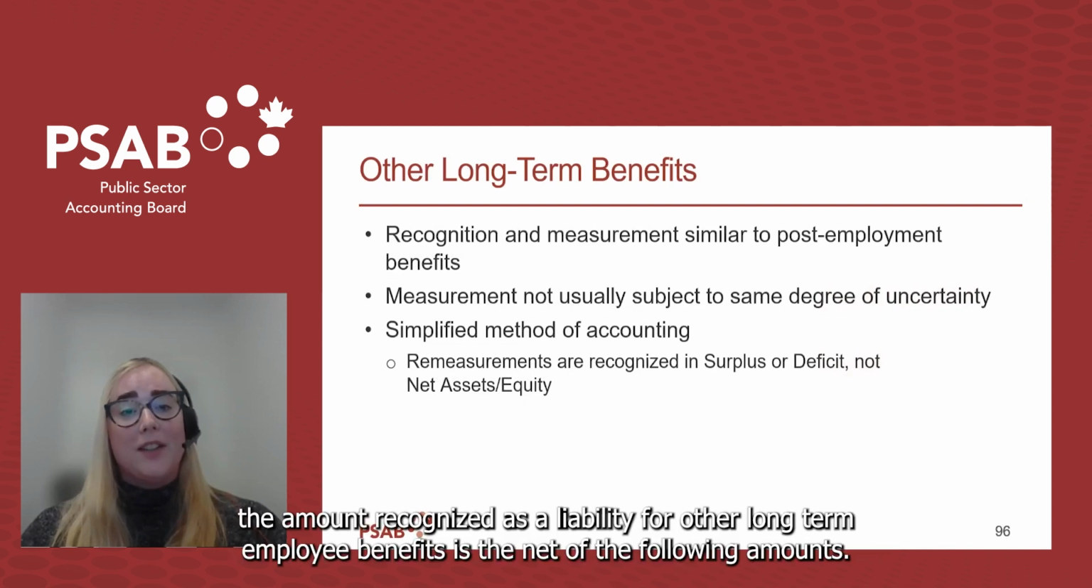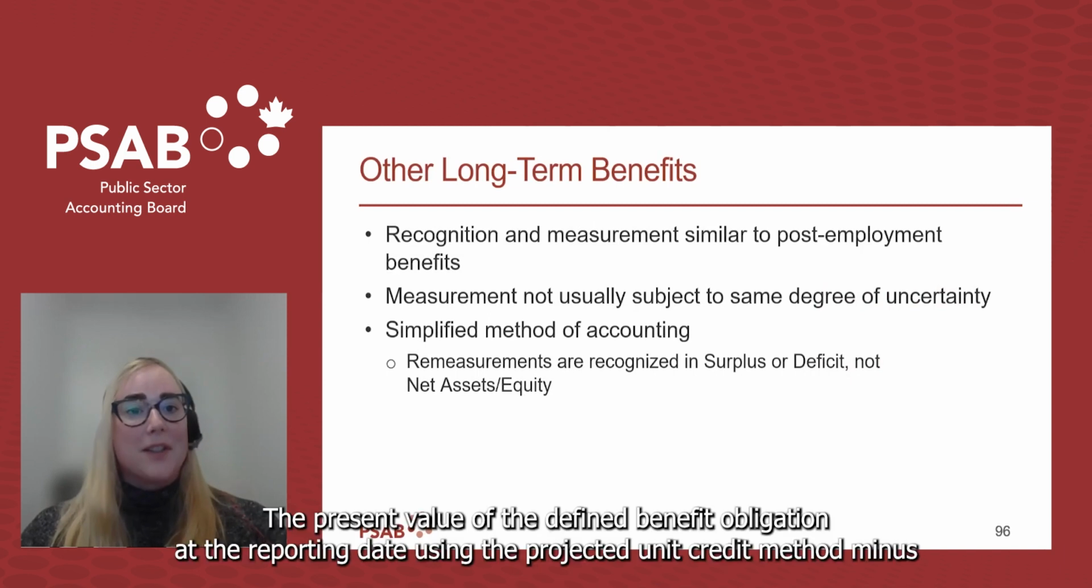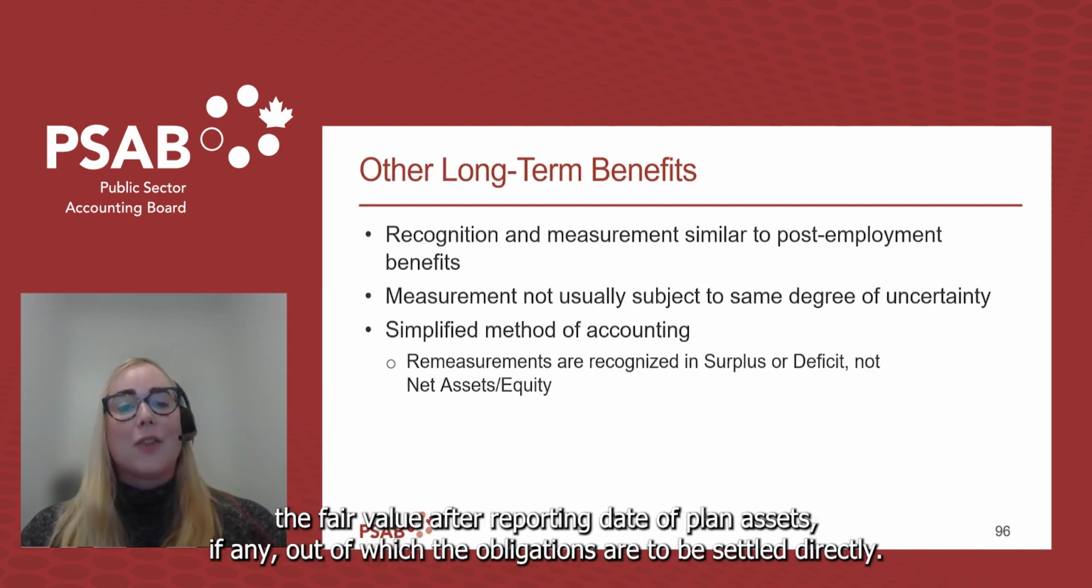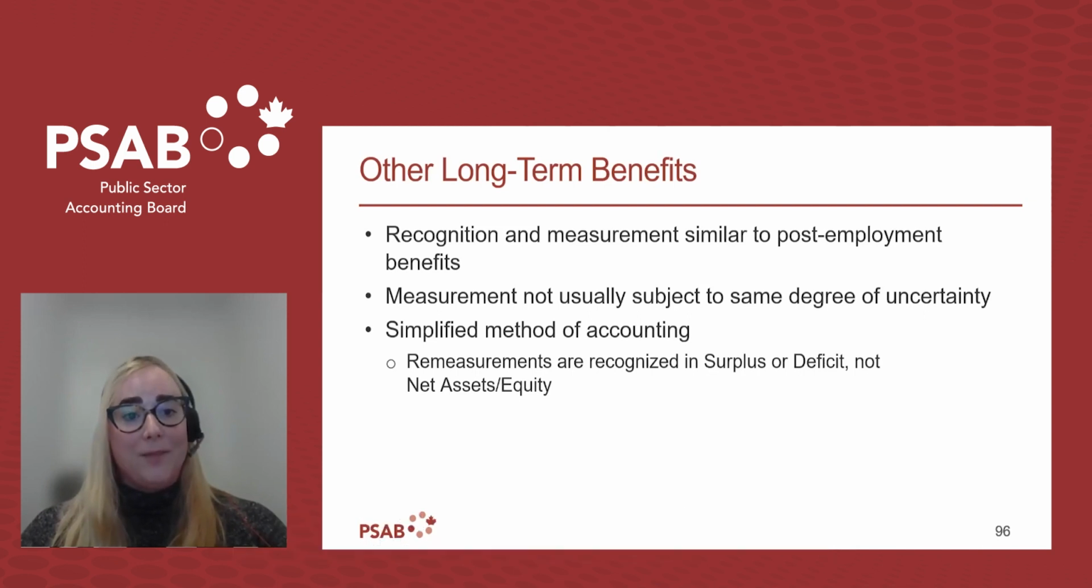The amount recognized as a liability for other long-term employee benefits is the net of the following amounts: the present value of the defined benefit obligation at the reporting date using the projected unit credit method, minus the fair value at the reporting date of plan assets, if any, out of which the obligations are to be settled directly.